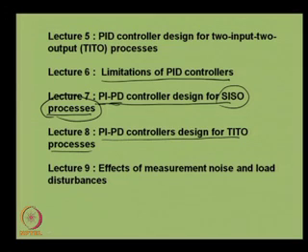Lecture 9 will introduce effects of measurement noise and load disturbances in closed loop control systems, and also we shall discuss measures to deal with effects of measurement noise and load disturbances.